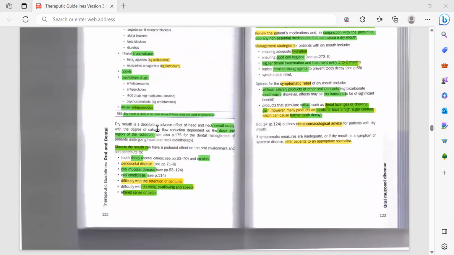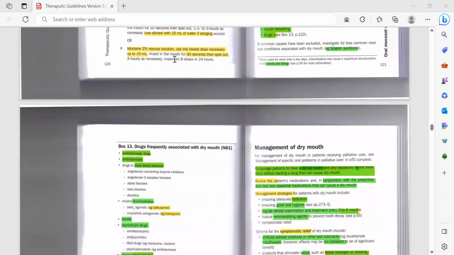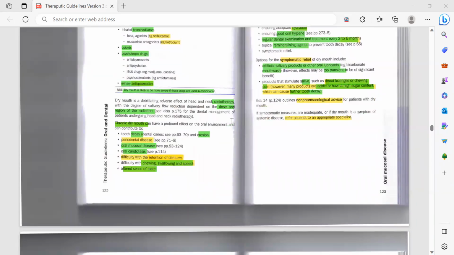Okay, then dry mouth is a debilitating adverse effect of head and neck radiotherapy, with the degree of salivary flow reduction dependent on the dose and region of the radiation. So as we read here, radiation can lower the saliva amount, and that is the same thing they are stating here. And there is one case in Odell where the patient has very severe radiation caries. So you can read that chapter also if you want to know more about radiation and the dry mouth link.